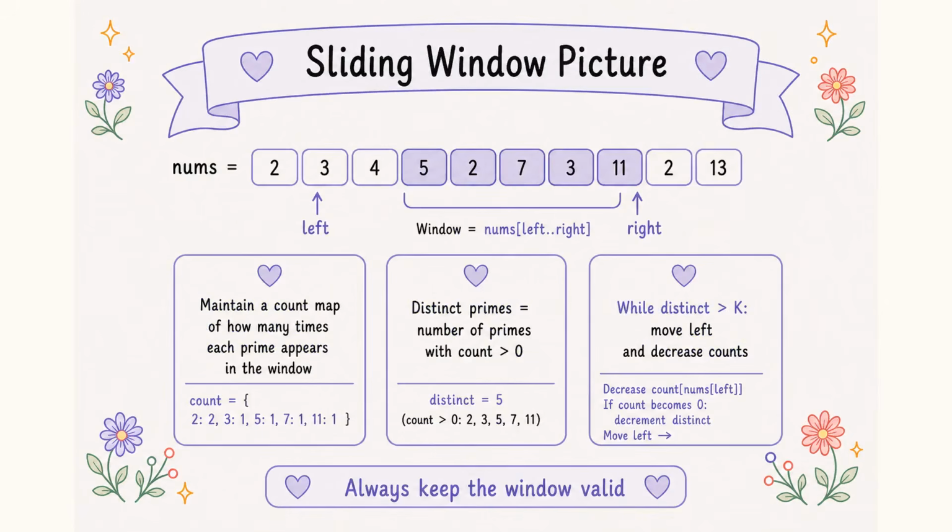Picture the window. Keep 2 indexes, left and right. The window is nums from left to right. Maintain a frequency map of primes currently inside the window. Distinct primes means how many primes have count greater than 0. Whenever distinct becomes greater than k, move left forward and decrease counts until the window is valid again.